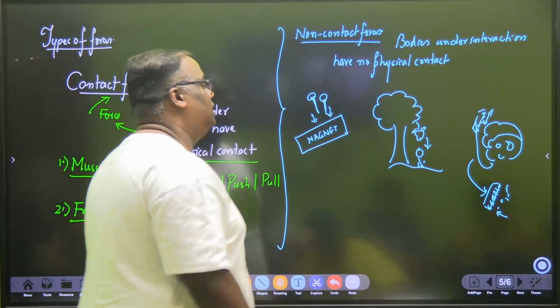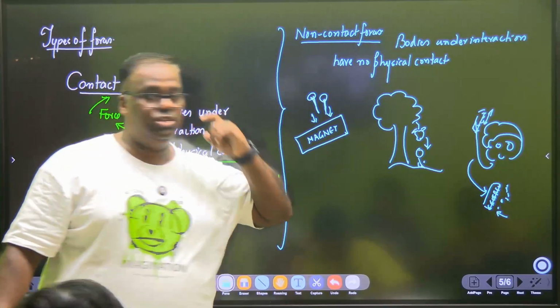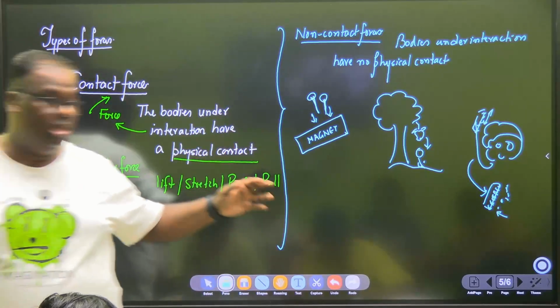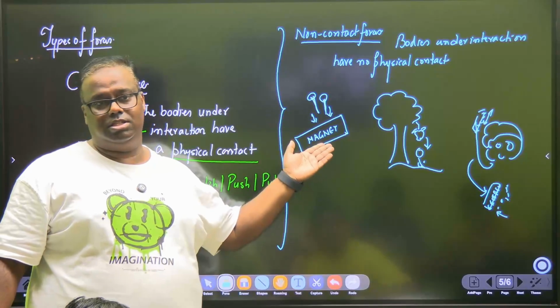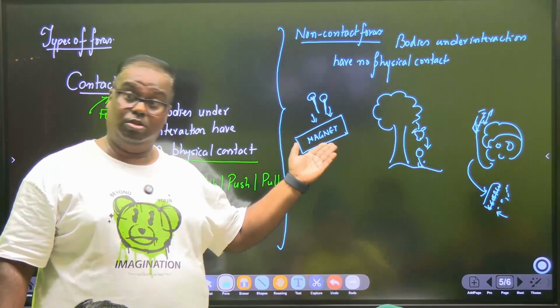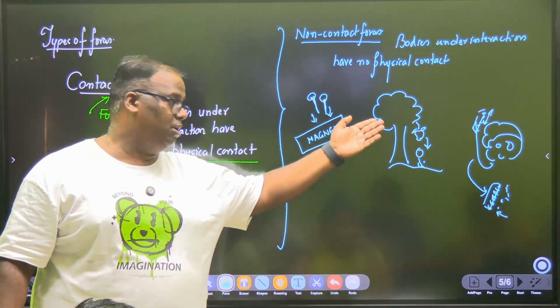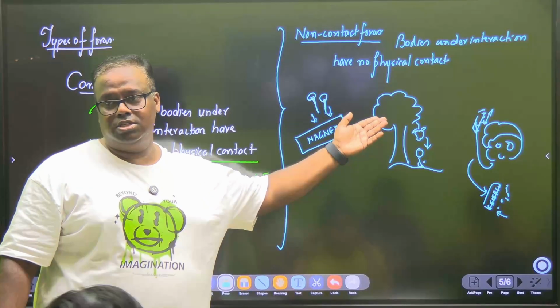Okay, let's see these three. Non-contact forces: bodies under interaction have no physical contact. A piece of magnet which pulls up nails. Do they have physical contact? No. Non-contact forces. A person sitting under a tree gets smashed by a ripe mango, which is actually Newton.